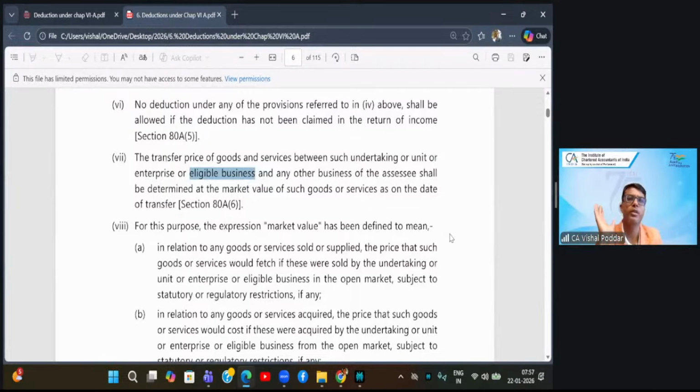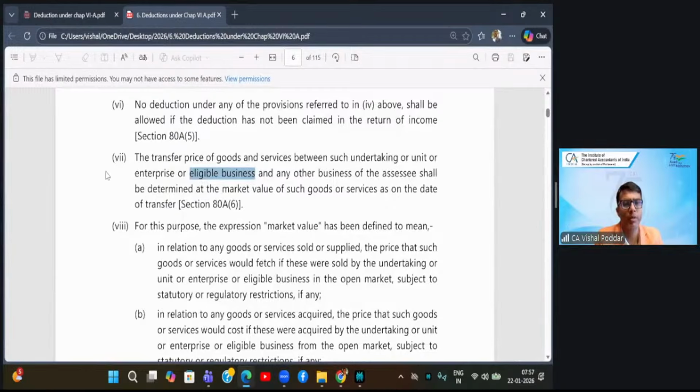So they are not covered in Chapter 6A heading C. So you don't get deductions for these businesses. But interestingly, your infrastructure development business, which is highway construction, is buying cement and steel from these two other businesses only. So your other businesses are supplying some goods and services to your eligible business.